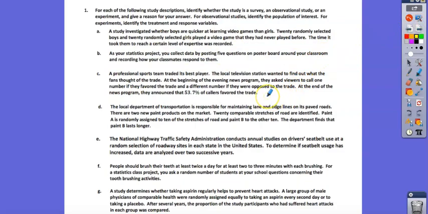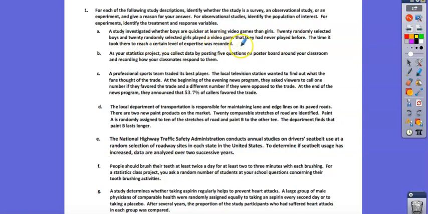I'm going to walk through these examples with you and talk about whether they're observational or an experiment, and maybe some things that you might want to talk about. So this one is whether boys or girls are quicker at learning video games. 20 randomly selected boys and 20 randomly selected girls played a video game that they had never played before. The time it took them to reach a certain level of expertise was recorded.